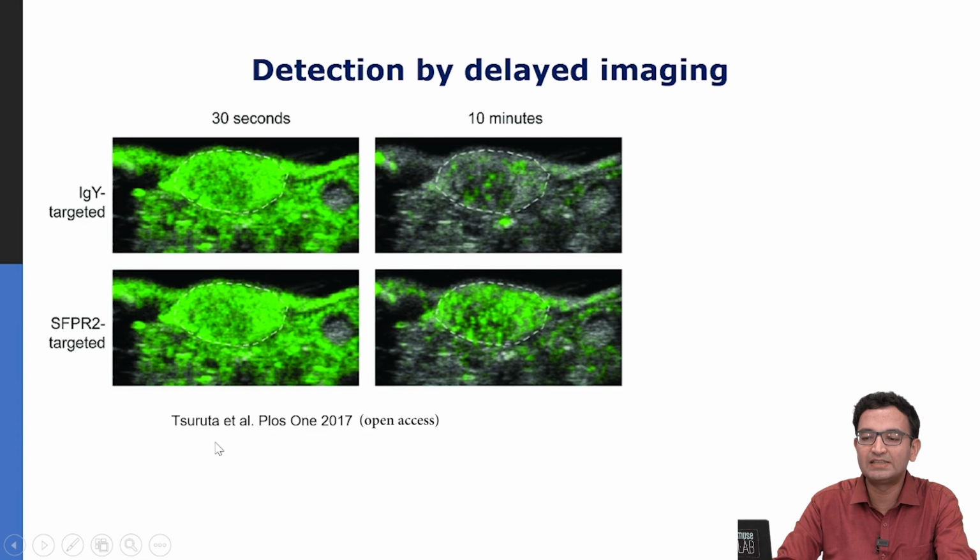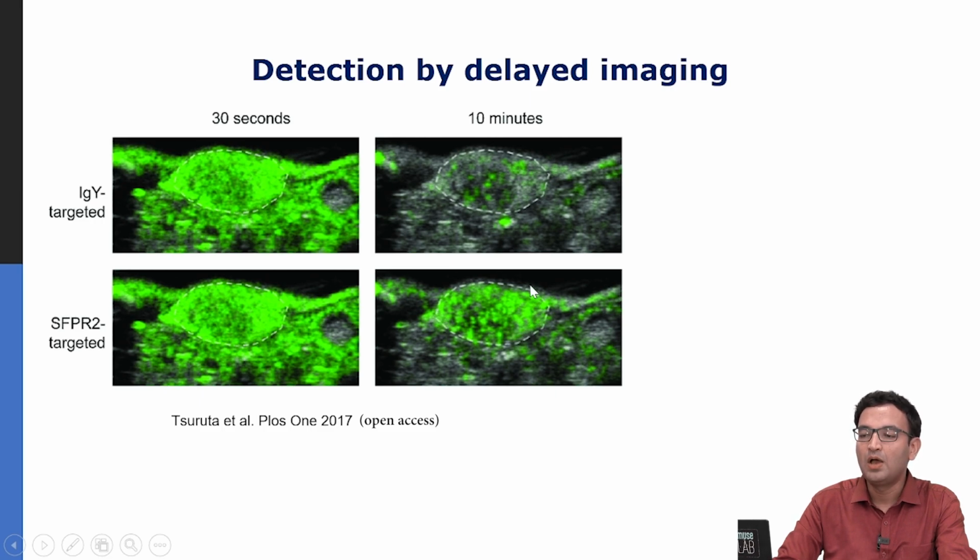So here I am giving one example from a published paper where these microbubbles were injected and these microbubbles were either targeted to this IgY, which is a non-specific ligand, or SFPR2, which is a marker for inflammation, and then these microbubbles were let to adhere with the tumor. So after waiting for about 10 minutes, what was seen was that the non-specific antibody targeted microbubbles cleared off mostly from the space. As you can see, there is not much signal originating from the tumor. But the microbubbles which were targeted to the tumor, they remained there.